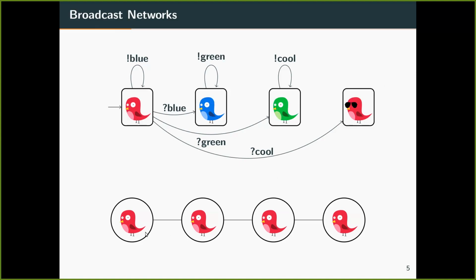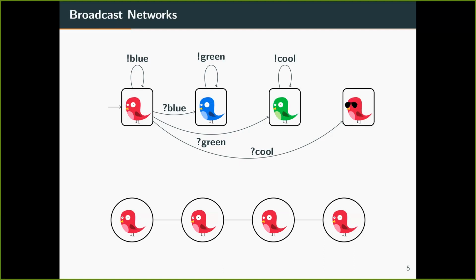The intuition is that each node has an agent which initially starts off at the initial state of the protocol. So here we have one agent in each of the 4 nodes of the graph, each starting at the initial state, which is the red bird state. Then at each point in time, an agent can send a message, which is then received by all of its neighbors in that graph. So in some sense, an agent broadcasts a message to all of its neighbors, and hence we get the name broadcast networks.